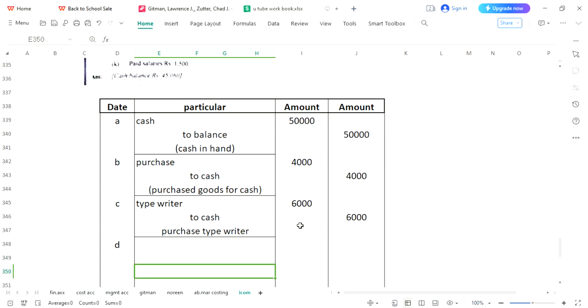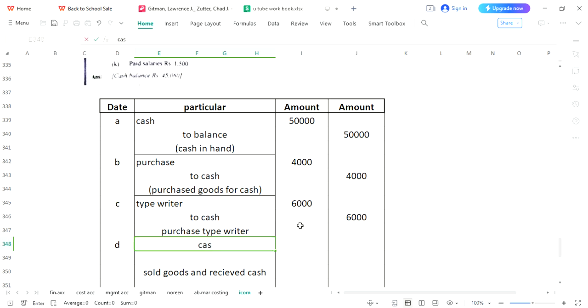So you can write it over here, sold goods and received cash. Alright, when you sell your goods, you will receive cash. Cash is your asset. By receiving, asset is increasing. Increase in asset should be written on the debit side. So you will write cash at the debit side. As usual, we will align it on the left side.